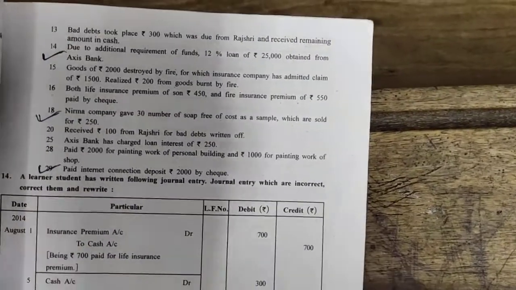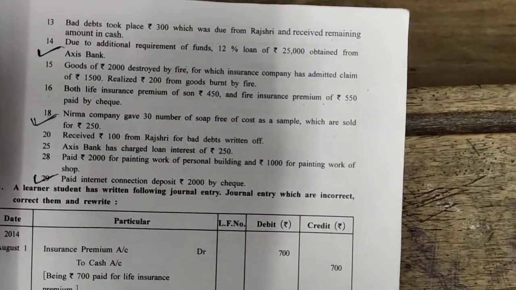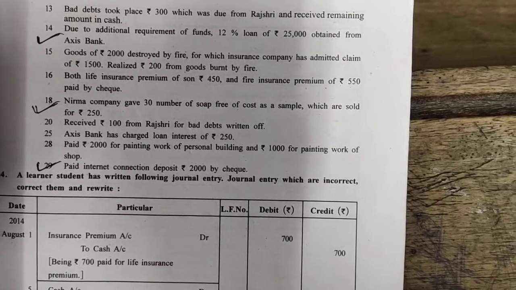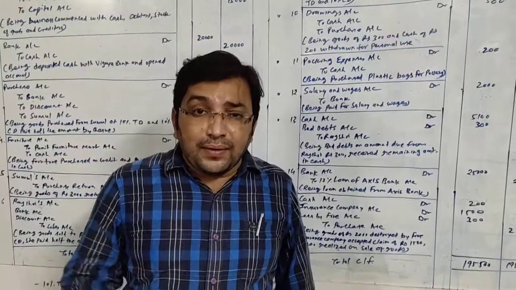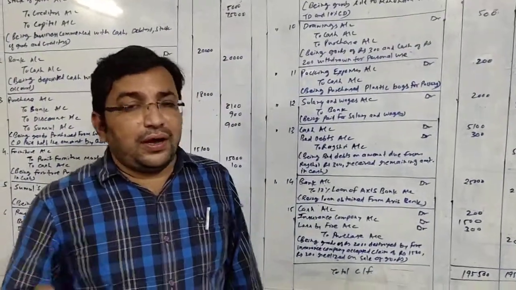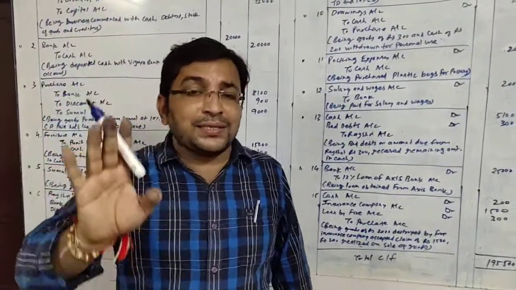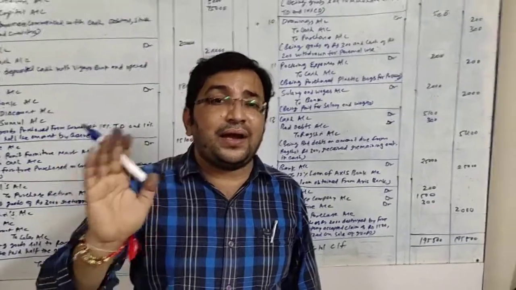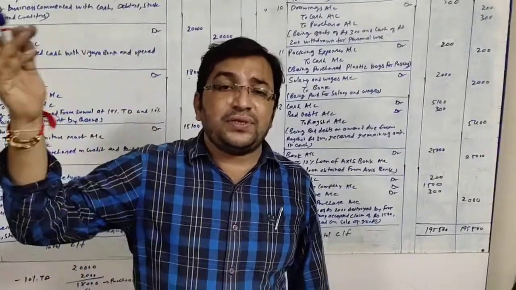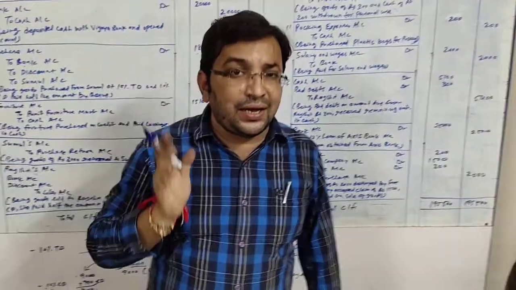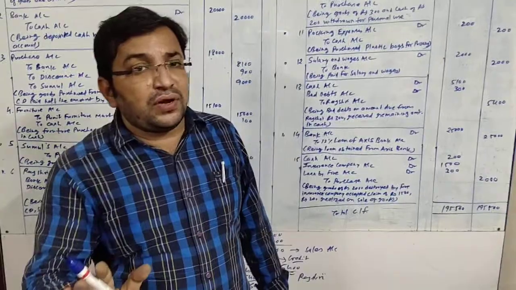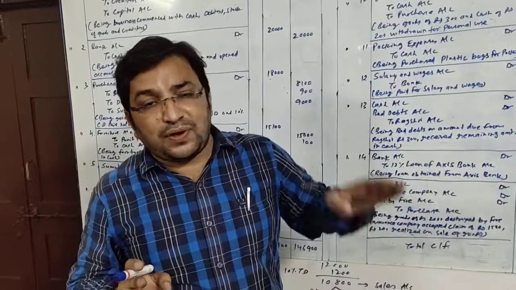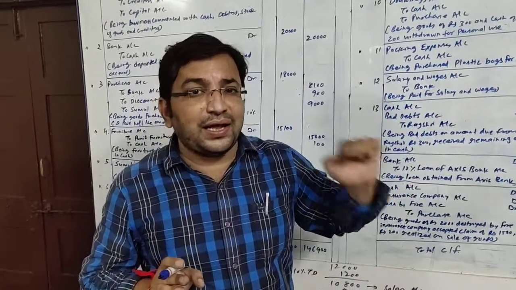Next transaction is on date 14. What does the transaction say? Due to additional requirement of funds, 12% loan of rupees 25,000 obtained from Axis Bank. We are taking a loan from Axis Bank. Now here we have to assume that when bank is giving us loan, they will not give us cash. They will directly give us in our bank account, or they will issue a check which we will deposit in our bank account. So simply amount is not going to be received in cash, it will be received through check, right? So here our bank balance will increase because bank check will come or amount will directly come to our account.